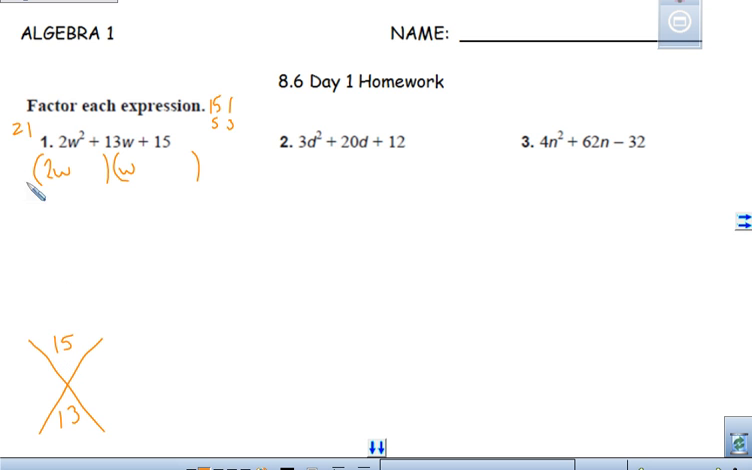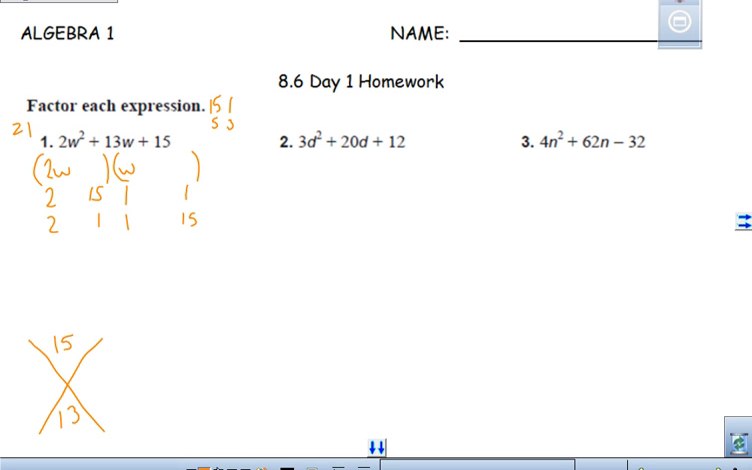So here's the strategy. We know we have to do a 2 and a 1, so we're just going to do some trial and error underneath. So we know it has to be 2 and 1, 2 and 1. So let's try the 15 and the 1. So let's try the 15 in the first spot, the 1 in the second spot, or the 1 in the first spot and the 15 in the second spot.